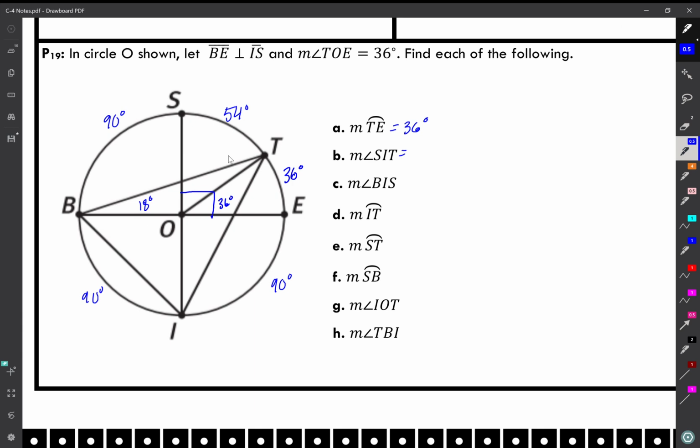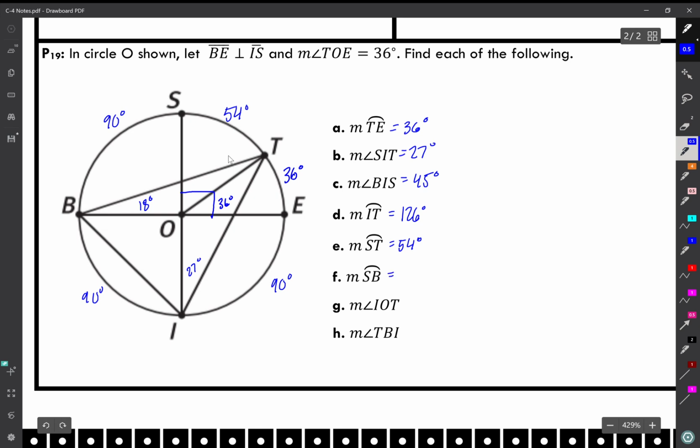Let's go down the list now. SIT is right here. It's an inscribed angle, so it's half of its intercepted arc, which is 54. So this will be 27 degrees. The measure of angle BIS is an inscribed angle, so it's half of the 90-degree arc right there, so it's 45 degrees. Measure of arc IT, from I to T, we have a 90-degree arc plus a 36, so it's 126 degrees. Measure of arc ST, we've already found to be 54 degrees.